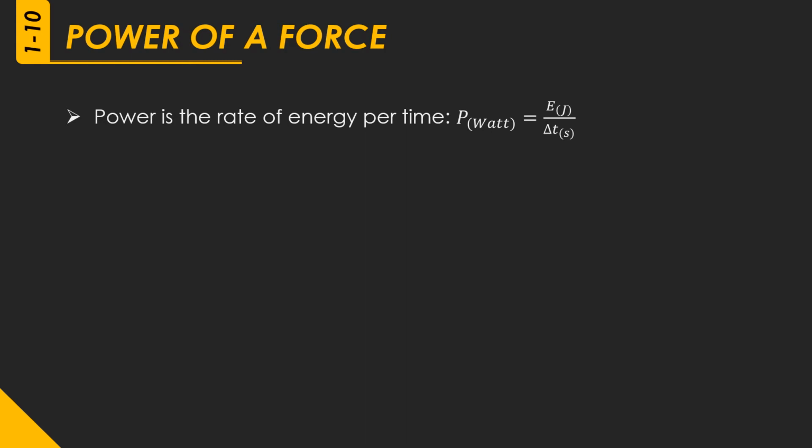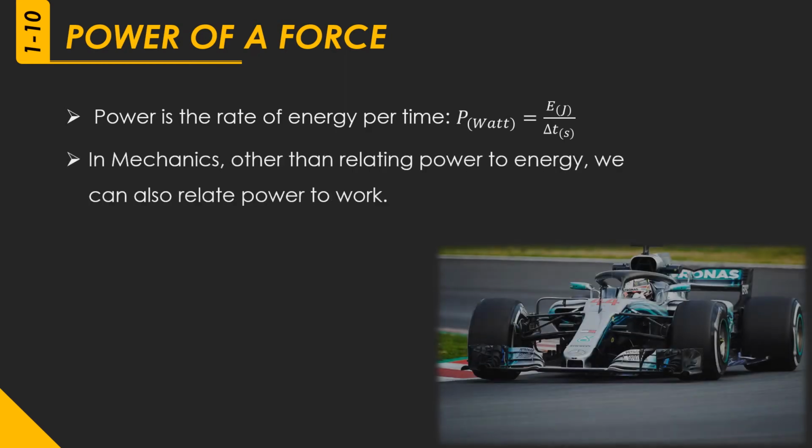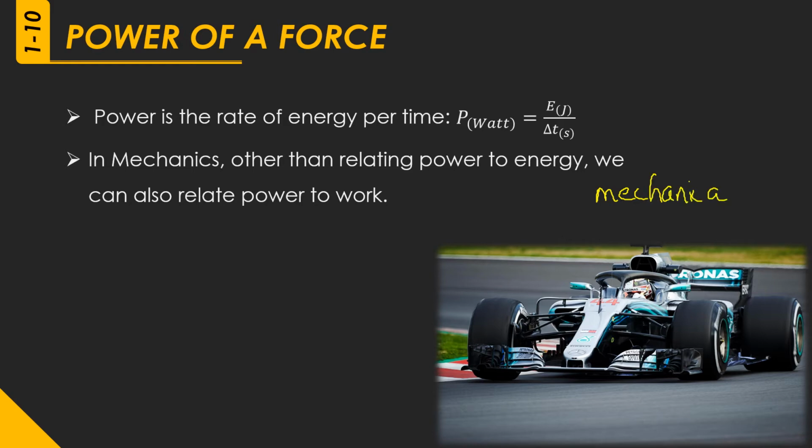So what is power? Power is the rate of energy per time. Mathematically speaking, power in watts is energy per delta t duration. In mechanics, other than relating power to energy in general, we can also relate it to work, and thus we call it mechanical power. So that's what we call mechanical power. And what does the equation become?